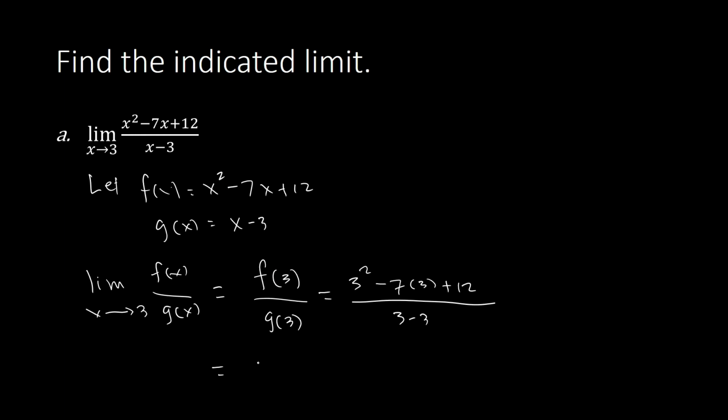9 minus 21 is negative 12, and then plus 12 is 0, and then 3 minus 3 is 0. So this is again an indeterminate form. So what do we do? Let us produce a factoring for x squared minus 7x plus 12.